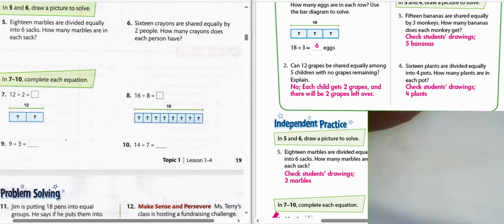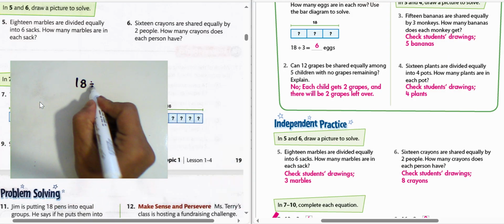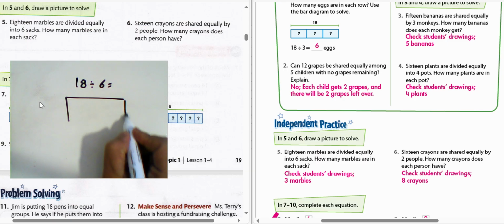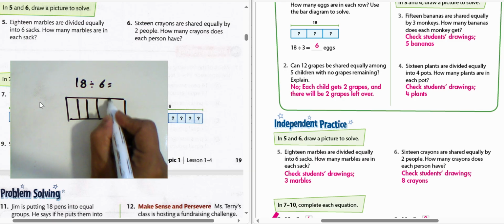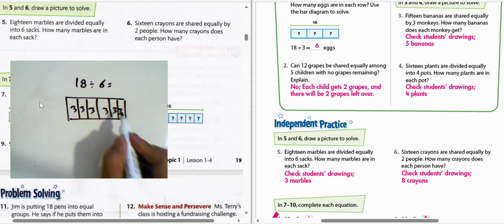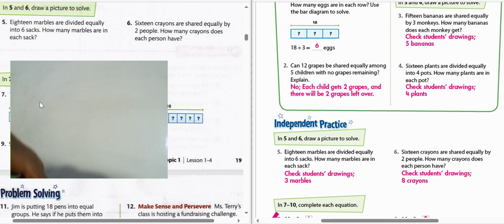Marbles are divided equally into 6 sacks. How many marbles are in each sack? We can write 18 divided by 6. 18 divided by 6 equals what? We know 18 divided by 6 equals 3. We have 6 plates here: 1, 2, 3, 4, 5, 6. Then in each part we have 3. Check this drawing: 3 marbles. The answer here is 3 marbles.